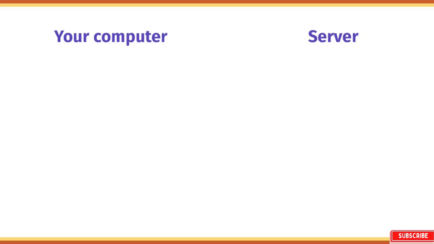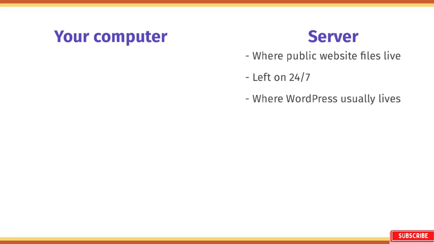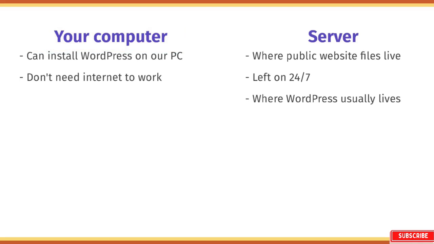Now, the files that make up a website usually live on a server that a web host company maintains. The web host company leaves that server computer on 24 hours a day, 7 days a week, so that people can access your website around the clock. And that means that WordPress and our websites usually live on a server, not on our personal computers. However, it is possible to install WordPress on our personal computers, and that will allow us to create WordPress websites even when we don't have an internet connection.